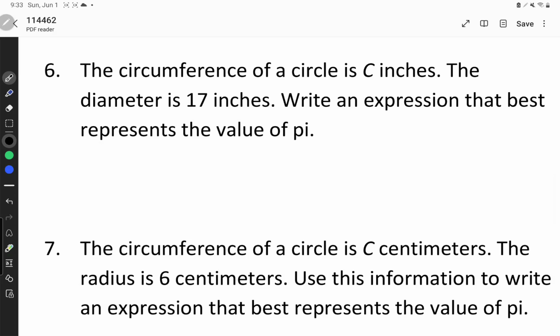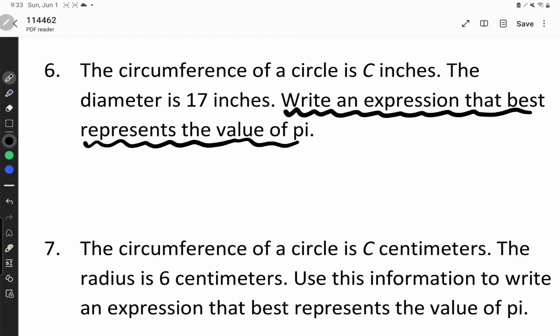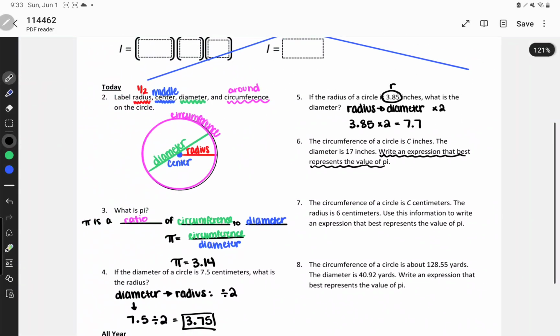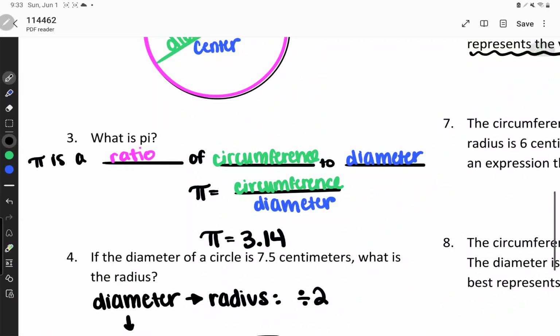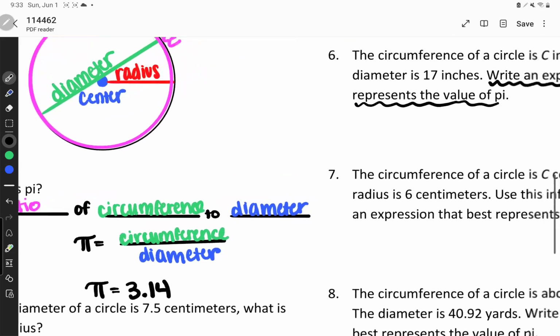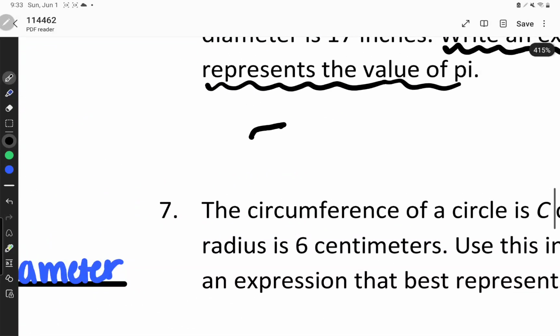The next one says the circumference of a circle is c inches. The diameter is 17 inches. Write an expression that best represents the value of pi. This is a super complicated way to ask you again for the definition of pi. If we go back to question number 2, we see that pi is a ratio of circumference to diameter, which means that pi equals circumference over diameter.